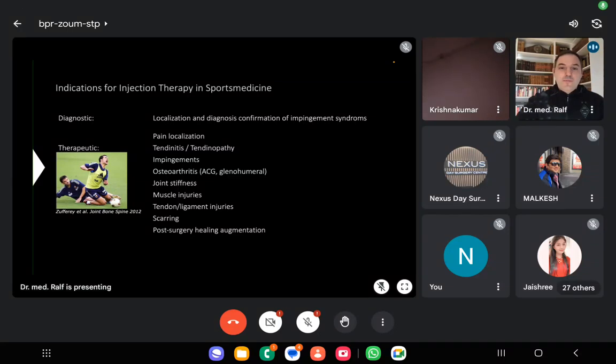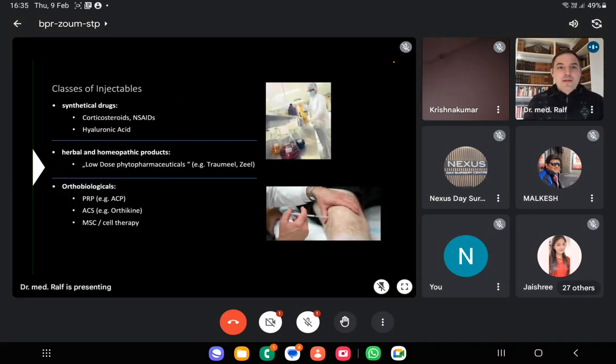is becoming more and more important as expected. I'd like to give you also an overview of the classes of drugs that we use for injections in sports medicine. And to generalize it, you have three big categories. You have the synthetic drugs that we have been used to for many decades, more than 50 years. It's like the corticosteroids, the non-steroidal anti-inflammatory drugs, and the hyaluronic acid.